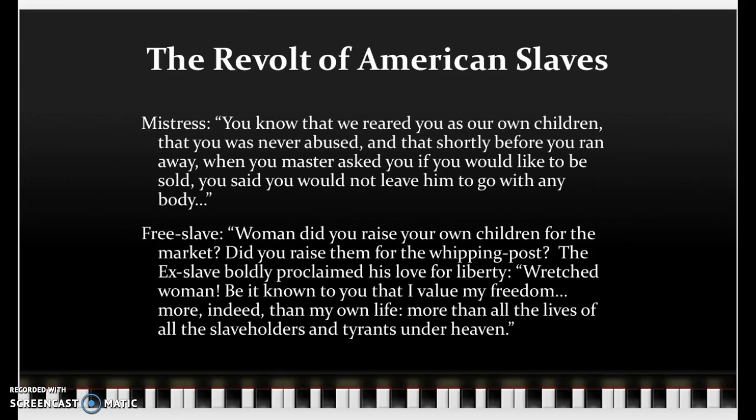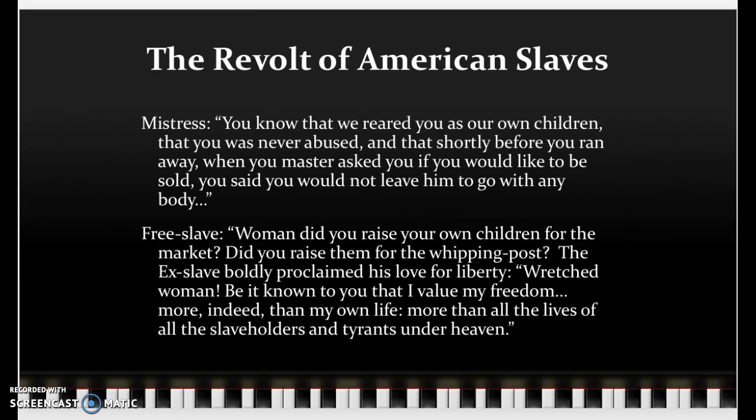A mistress's journal, and I believe this is in your Takaki book, reads, "You know that we reared you as our own children, that you was never abused, and that shortly before you ran away, when your master asked you if you would like to be sold, you said you would not leave him to go with anybody." This is the words of a mistress who was writing and chastising her slave for running away.